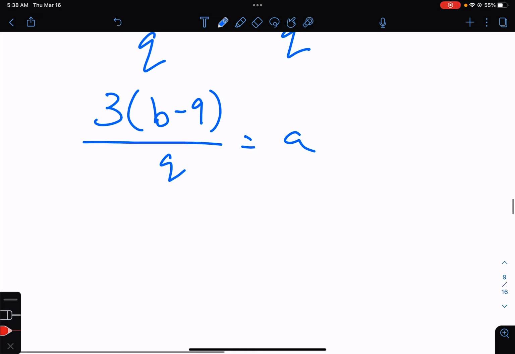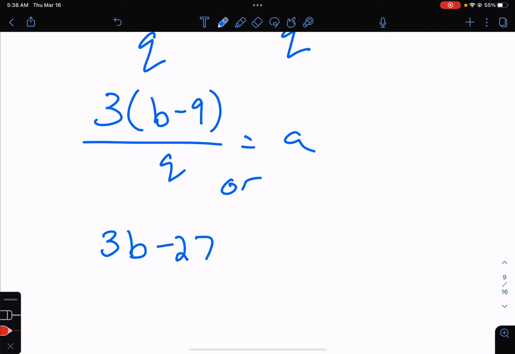Now, of course, we could go ahead and distribute the 3 as well. Both of these answers provided are completely acceptable. And it's important that you know that they can be written in two ways.